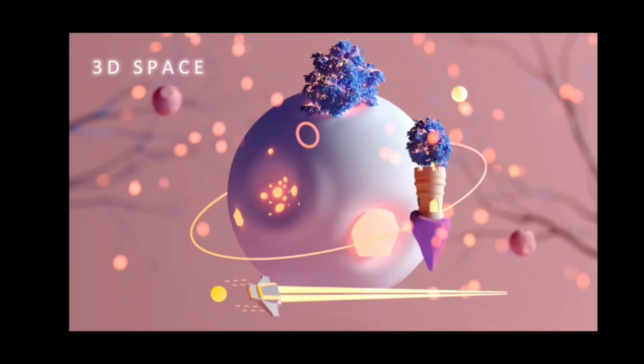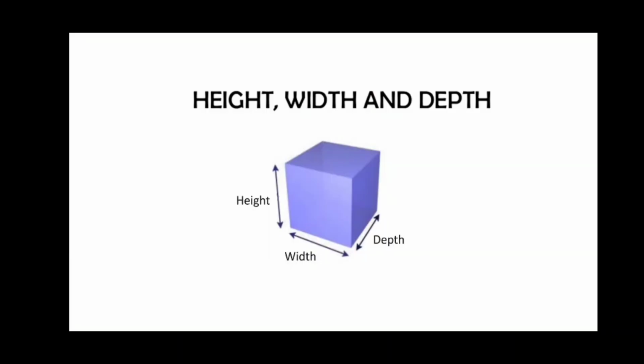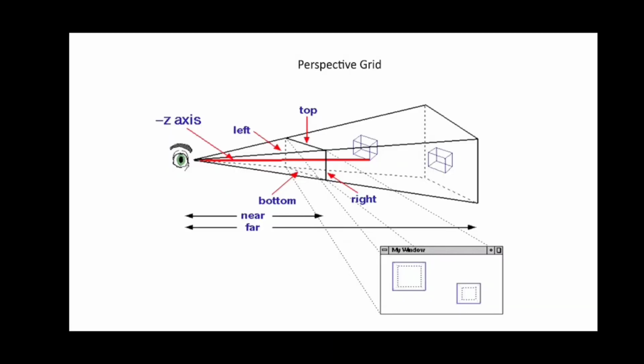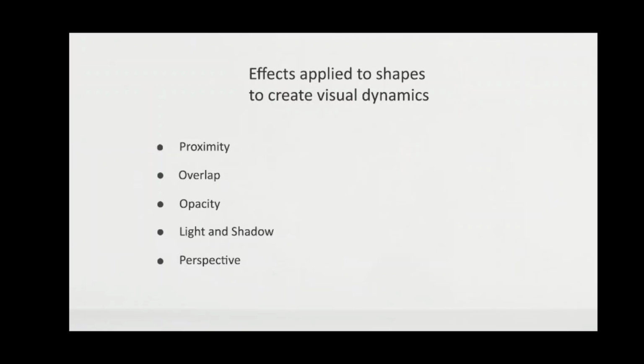Now, there is another type of space called 3D space. It basically refers to height, width, and depth, or XYZ, to render the sense of 3D space on a flat 2D plane. The 3D space helps us to understand the perspective of a certain object, if that is on the 2D plane or 3D plane.